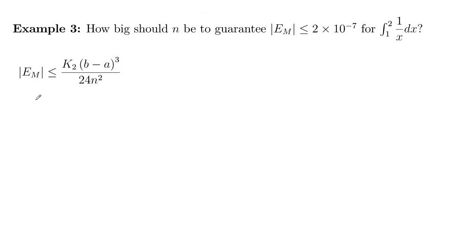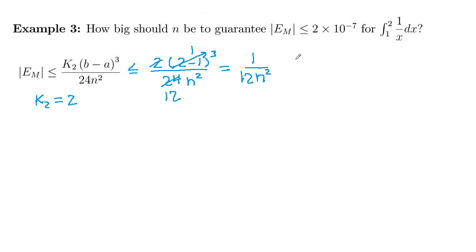Remember in the previous example that we found k sub 2 to be equal to 2. That was an overestimate of the second derivative. So we plug in what we know here. Our k sub 2 is 2, and then our b minus a, 2 minus 1, gets cubed over 24n squared. Let's go ahead and simplify this. 2 minus 1 is 1, so this whole thing is just 1. 2 cancels into 24 12 times, so this is 1 over 12n squared.